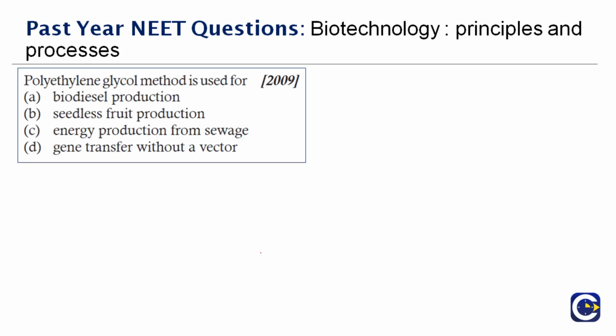Next question here. Polyethylene glycol method is used for dash. Okay, it is obviously not biodiesel production, seedless food production, energy production from sewage, nothing like that. It is actually a gene transfer without a vector. Direct gene transfer is a transfer of naked DNA into the plant cells, but the presence of a rigid plant cell wall acts as a barrier to the uptake. Therefore, the protoplasts are the favored target for the direct gene transfer.